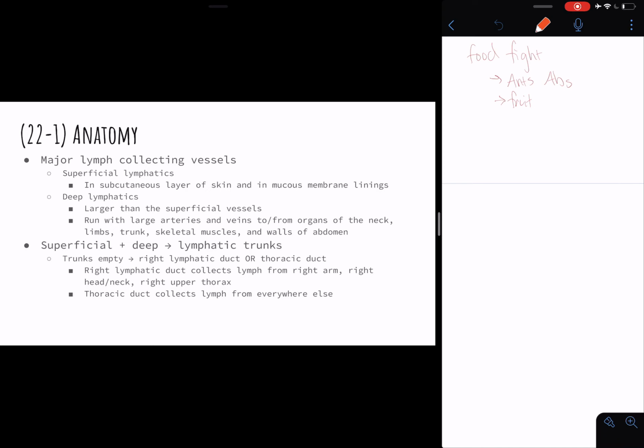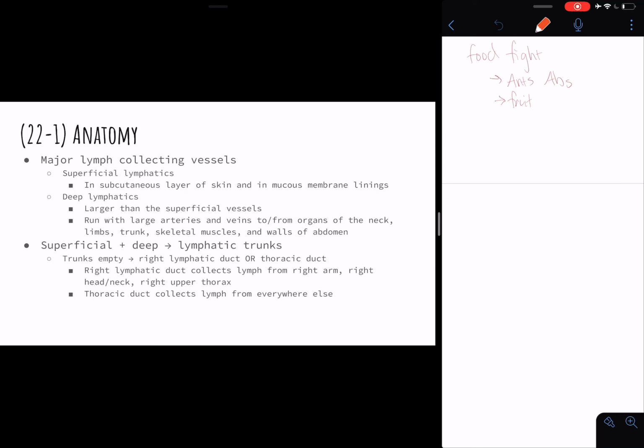Then we have major lymphatic collecting vessels. We've got superficial lymphatics, which are going to get more of the superficial tissues, more near skin and hypodermis, and subcutaneous layers. Then those will dump into the deeper lymphatics, and those are going to be larger than the superficial lymphatics. And the deeper lymphatics are the ones that will actually run in parallel with arteries and veins, and those will all eventually dump into lymphatic trunks. And those lymphatic trunks are in 2 locations. One is the right lymphatic duct, and the other one is the thoracic duct.